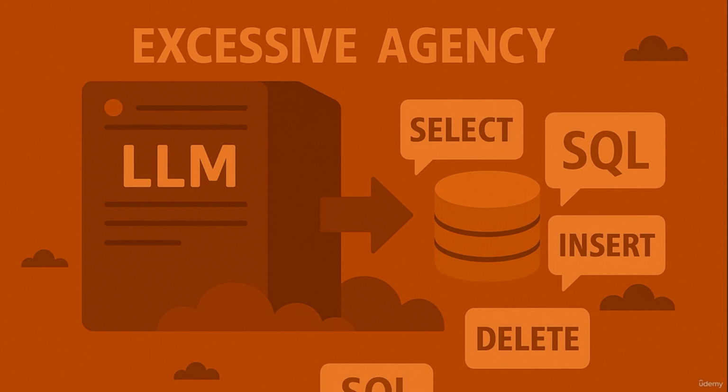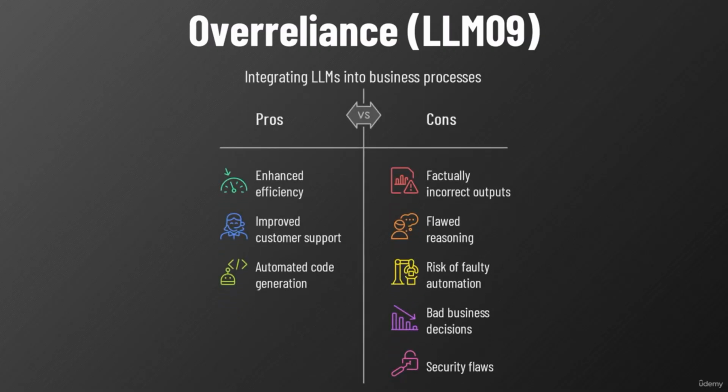Imagine an LLM with access to a SQL database tasked with retrieving user data. If its permissions aren't carefully controlled, a malicious prompt could trick it into generating a delete or insert statement instead of a simple select, potentially altering or corrupting critical information. Giving an LLM too much operational freedom expands the attack surface and makes it far easier for adversaries to take advantage.